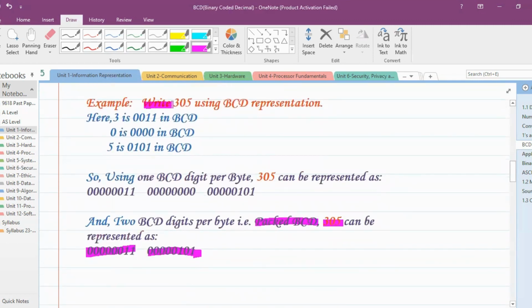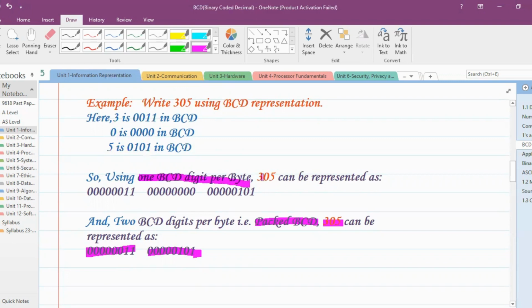So let's say the question is: write 305 using BCD representation. First of all, you'll figure out the equivalent BCD values for the individual digits. For 3, the equivalent BCD digit is 0011. 0's equivalent is 4 zeros. 5's equivalent BCD code is 0101, right?